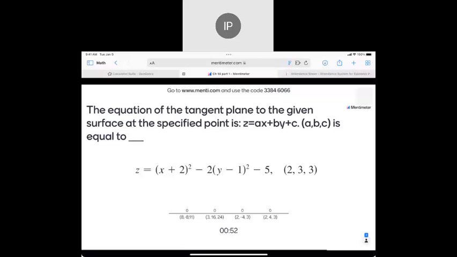And you need to write in terms of which A, B, C. So you need to write the tangent plane in the form z equals ax plus by plus c, and you need to find which one is A, B, C. I hope the time is okay for this one.